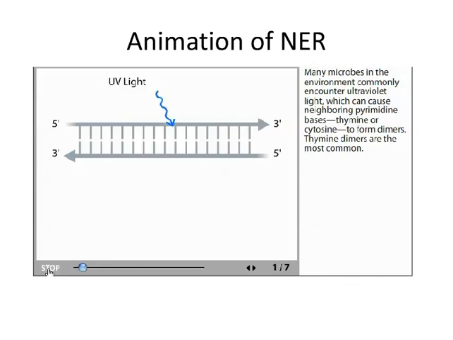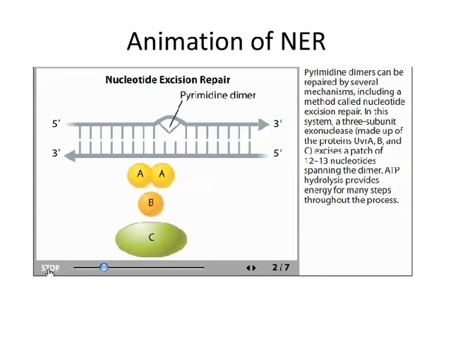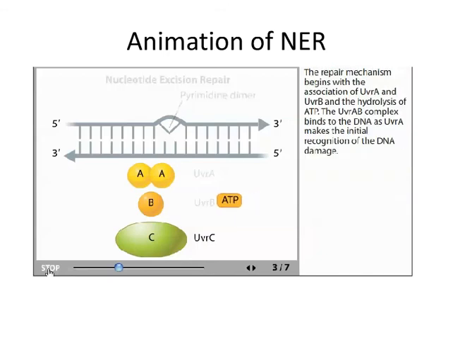Cells commonly encounter ultraviolet light, which can cause neighboring pyrimidine bases, thymine or cytosine, to form dimers. Thymine dimers are the most common. Pyrimidine dimers can be repaired by several mechanisms, including a method called nucleotide excision repair. In this system, a 3-subunit exonuclease, made up of the proteins UvrA, B, and C, excises a patch of 12 to 13 nucleotides spanning the dimer. ATP hydrolysis provides energy for many steps throughout the process.